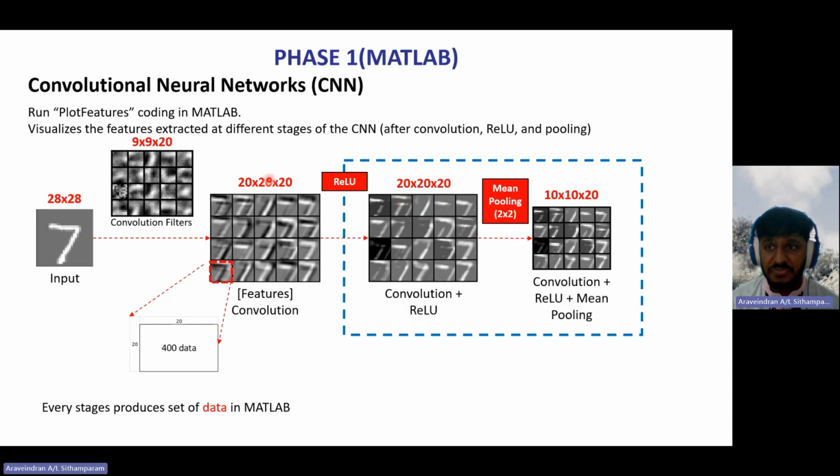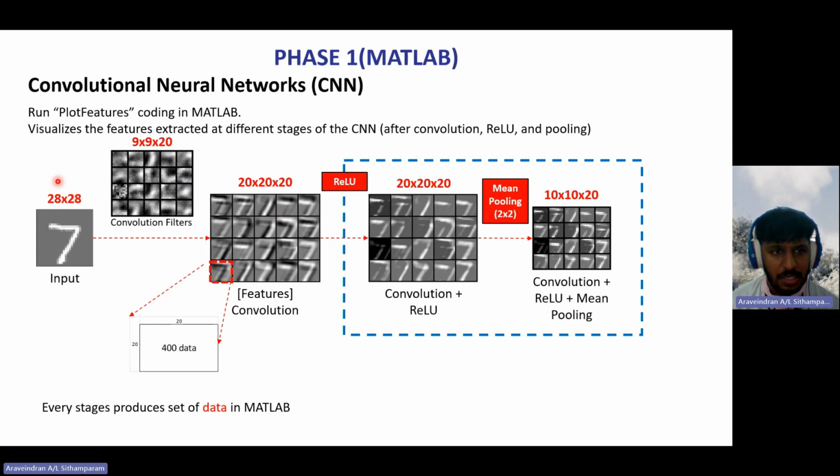You see here, this is phase 1, which is MATLAB, the software implementation. What I do in MATLAB is run the plot features code. The plot features produce a data set for each different stage of the CNN. That data set is important to verify the output of the Verilog, which is the architecture design. We need to have the data set to verify the architecture.